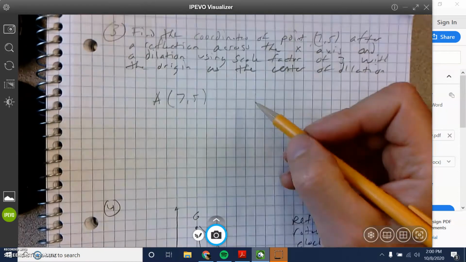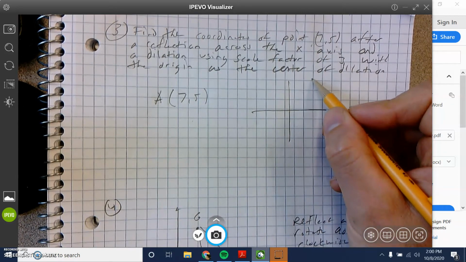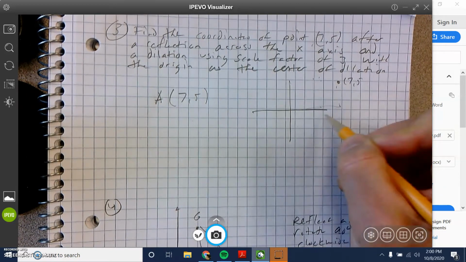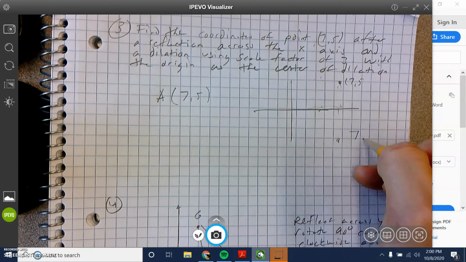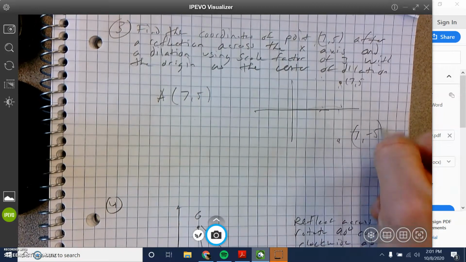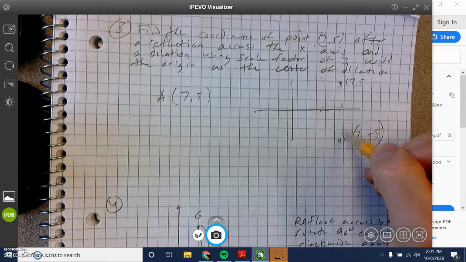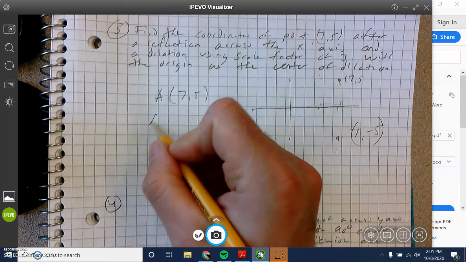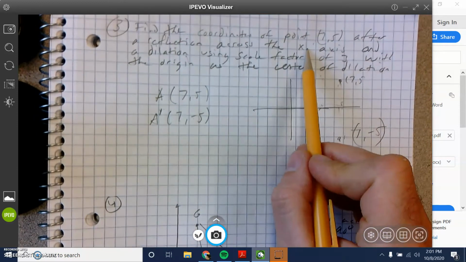So now I'm reflecting across the x-axis. If I was just to draw a quick little picture, 7, 5 is like this, right? 7 across and 5 up. And so I would go here and go here. So the y is changing. I'm reflecting across the x-axis, that means the y value changes. So that would be 5 here, then 5 there. I can count if I want, but I can also just do it in my head because I know the rule. So A prime is 7, -5. That's after reflecting across the x-axis.